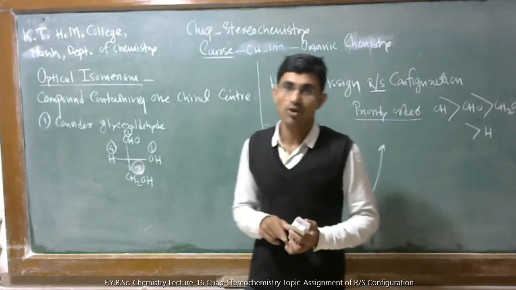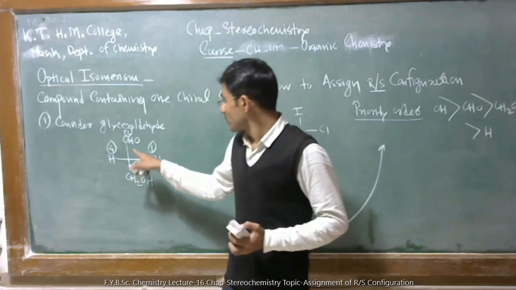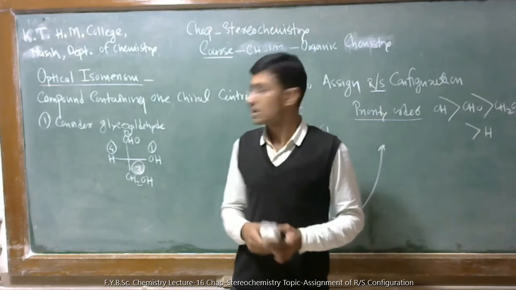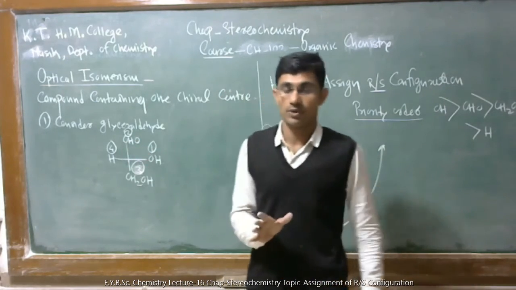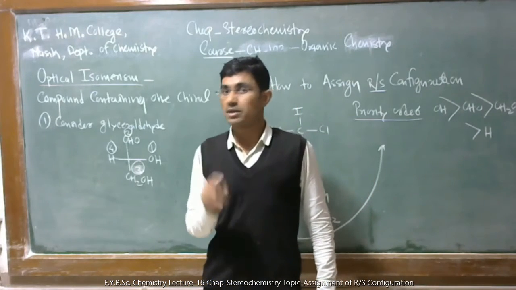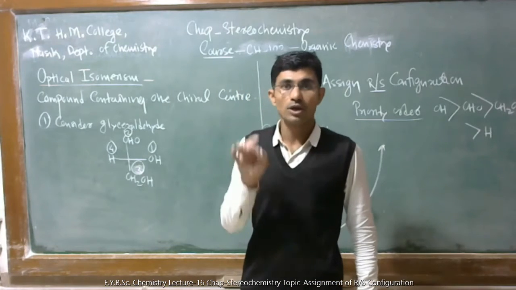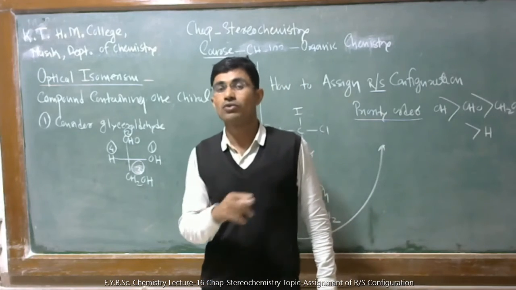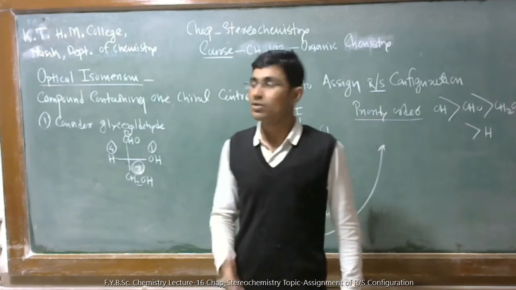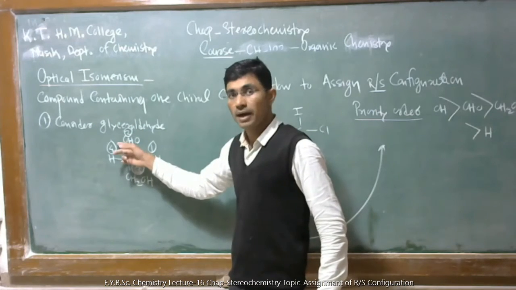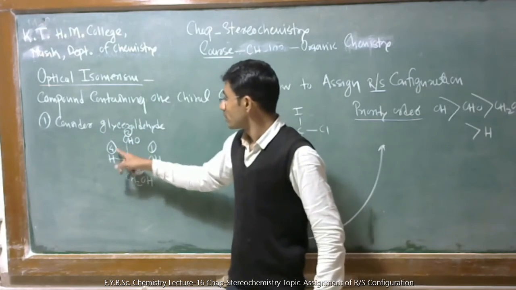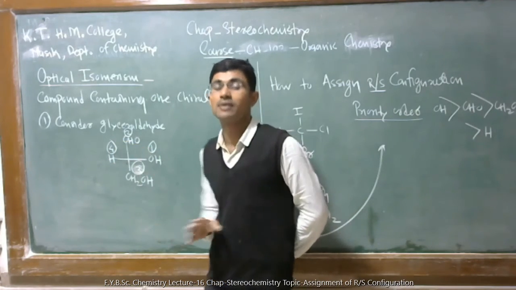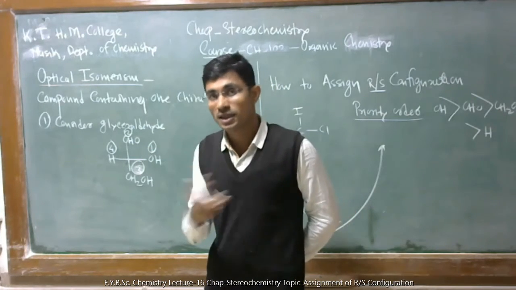When you write the Fischer projection formula, the lowest priority group must be at the bottom. This is the first thing. The second thing is that when the lowest priority group is not at the bottom, we have to rearrange. By the rearranging process, we have to shift the lowest priority group to the bottom. This is the second thing.